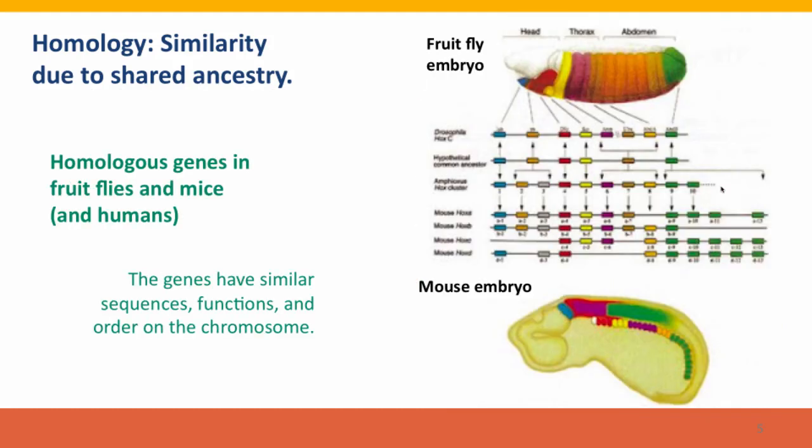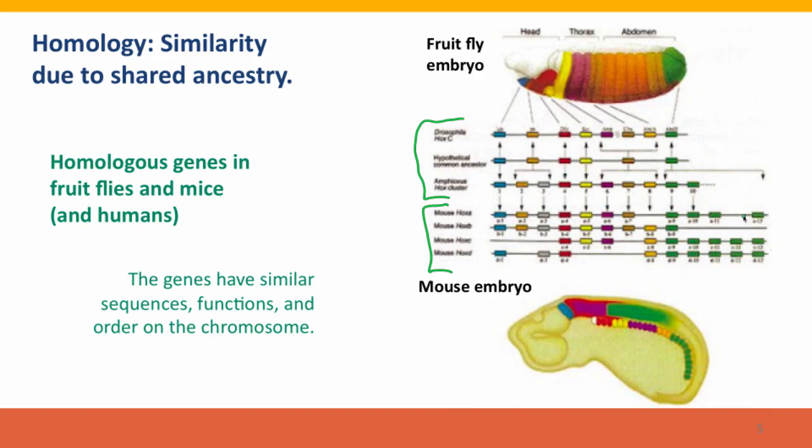Shared ancestry also applies to the genes that are responsible for the development of these features. For instance, here we're comparing the genes that control embryonic development in a fruit fly and in a mouse. And the genes are colored according to their function and positioned according to their arrangement on the chromosome. And we see that the genes are similarly colored for similar parts of the embryo, and they're arranged similarly on the chromosomes. They also, although you don't see that here, they have similar sequences.